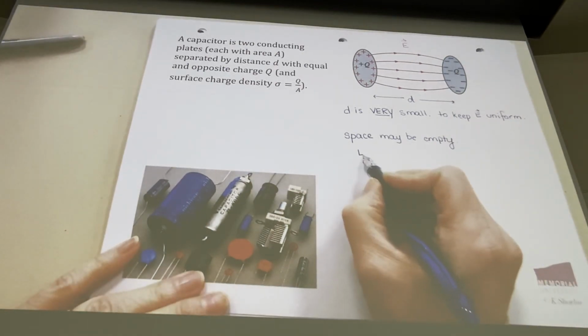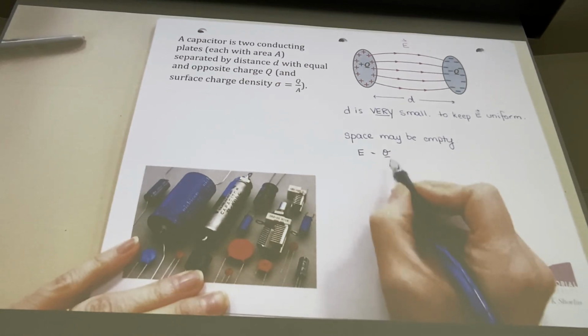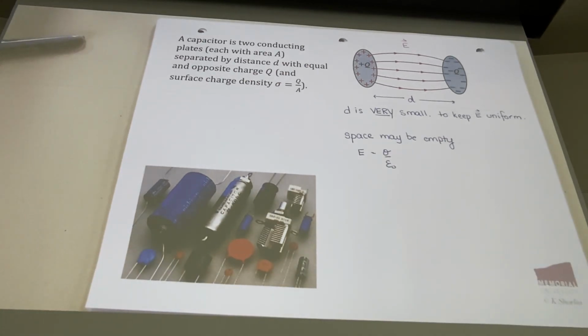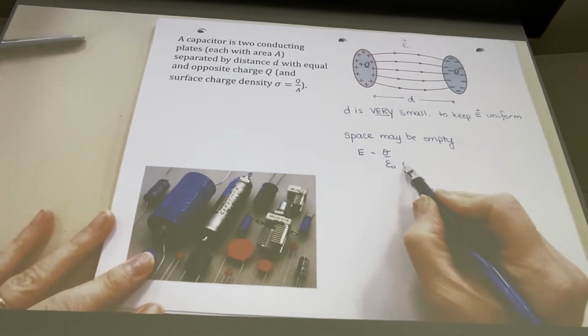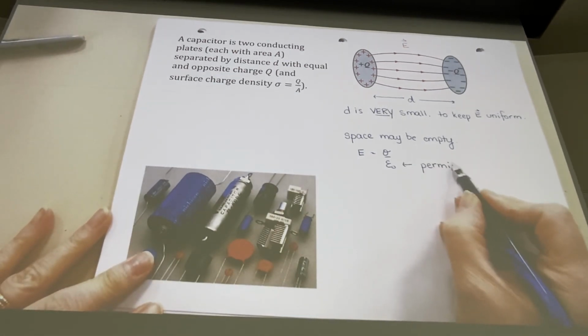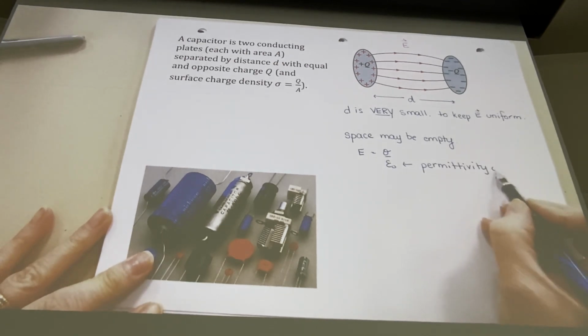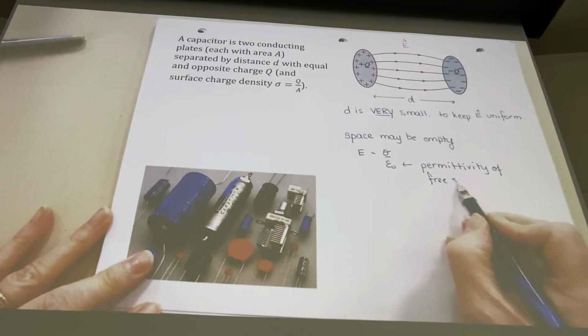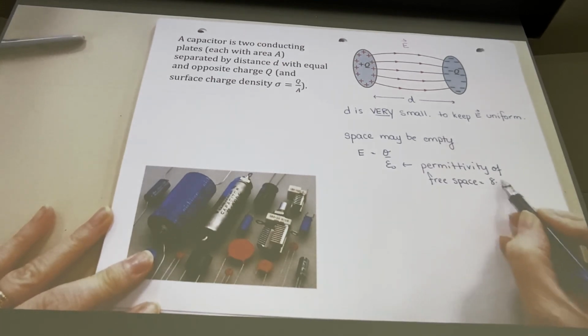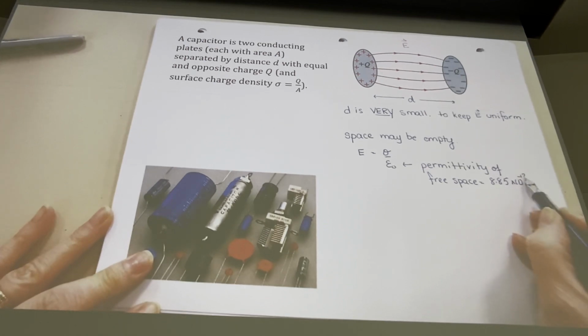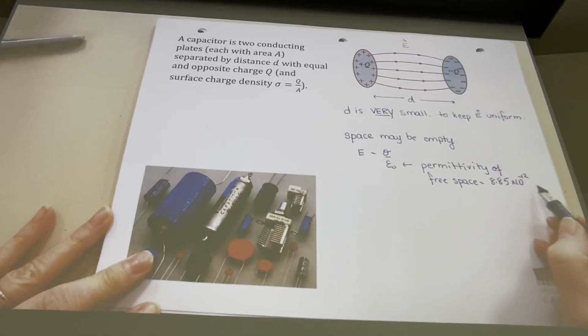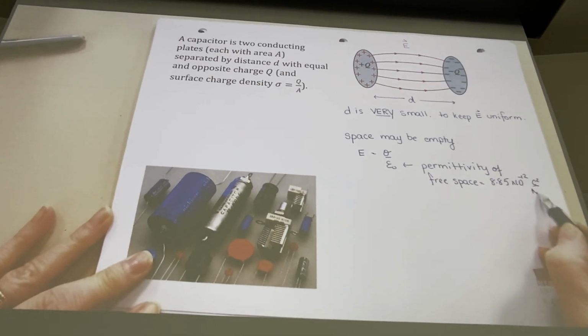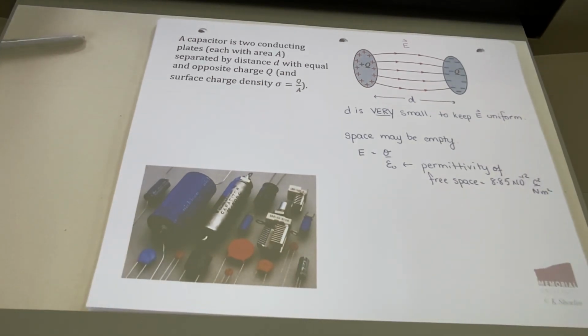When the space is empty, the electric field between the plates is the charge density divided by epsilon naught, where epsilon naught, as a reminder, is the permittivity of free space. It equals 8.85 times 10 to the minus 12 coulombs squared over newtons times meters squared. The permittivity of free space more or less means how electric fields can move through a vacuum or through air. So that's what that parameter tells us about.